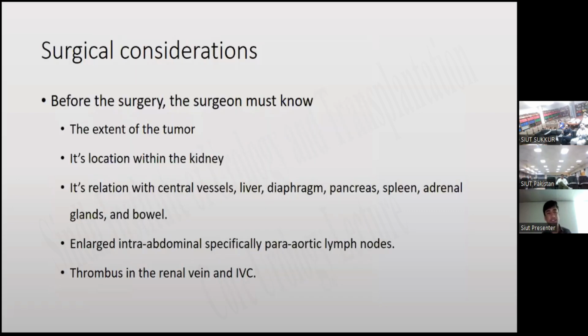So the surgical considerations, the most important of which is the extent of the tumor. The surgeon must know before jumping into the surgery what is the extent of the tumor, its location within the kidney, and its relation with the central vessels, the IVC, liver, diaphragm, pancreas, spleen, and adrenal glands, and enlarged intra-abdominal, specifically para-aortic lymph nodes, because we need to take out these nodes for staging, and look for the tumors in the liver field and its extension into the IVC for planning the surgery.